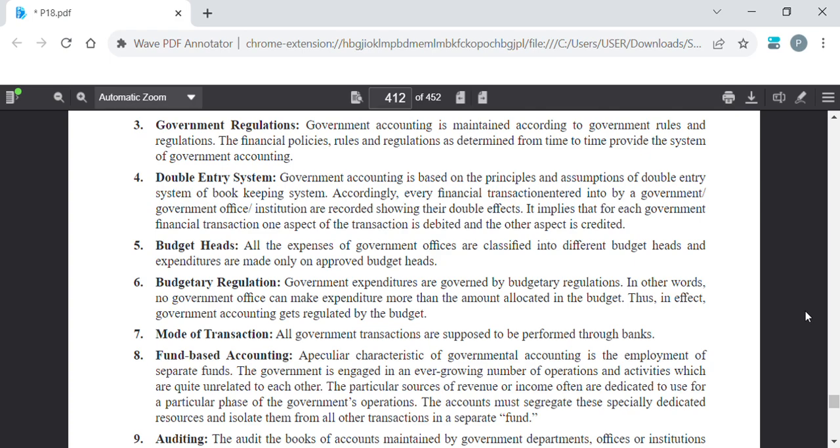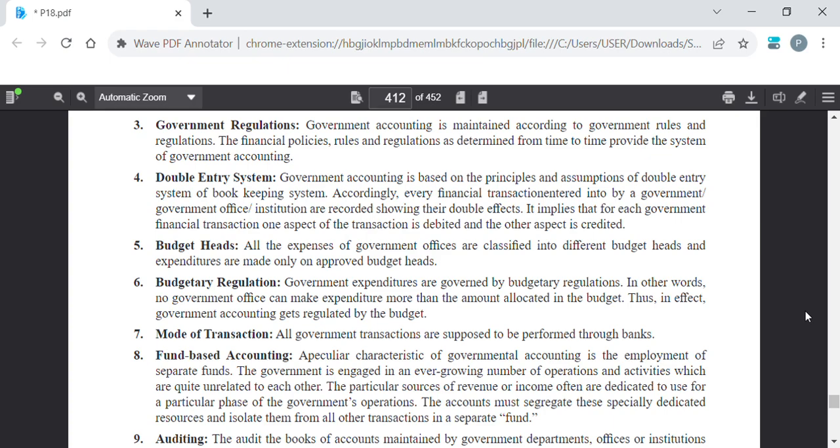Next we have budget heads and budget regulations. Government expenditures are governed by budgetary regulations. In other words, no government office can make expenditure more than the amount allocated in the budget. Suppose the budget specifies 50,000 rupees as the amount, then my expenditure should not exceed 50,000 for a particular thing. It should stick to 50,000.